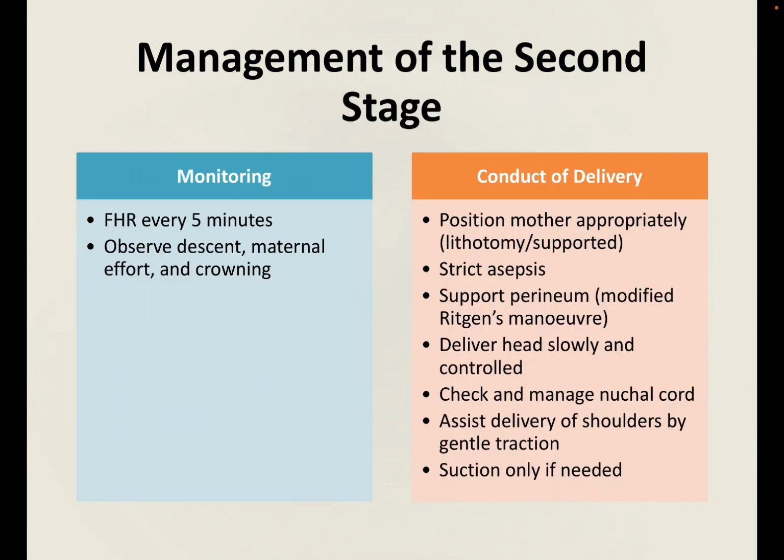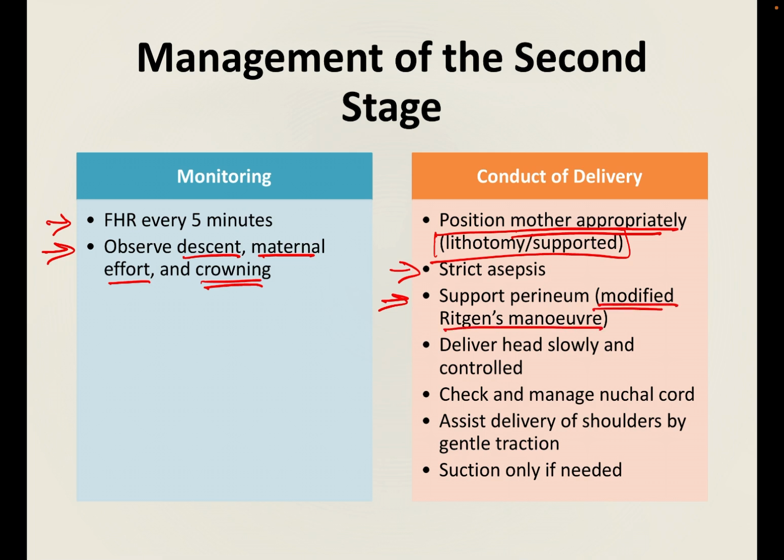Coming to the management of second stage of labor, first monitor fetal heart rate every 5 minutes and observe descent, maternal effort as well as crowning. Conduct of delivery: here, position the mother appropriately, that is lithotomy, with a strict asepsis protocol, supporting the perineum by modified Ritgen's maneuver, and deliver the head slowly and controlled, and check and manage the nuchal cord, assist the delivery of shoulders by gentle traction and suction only if needed.